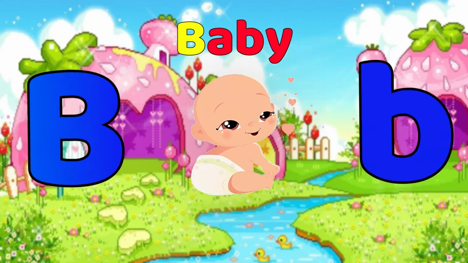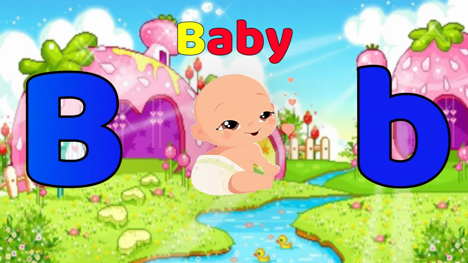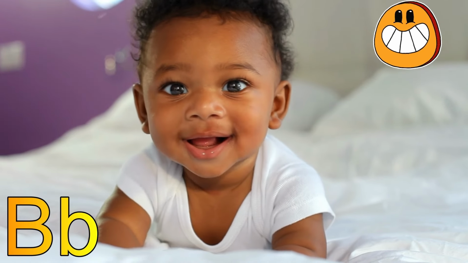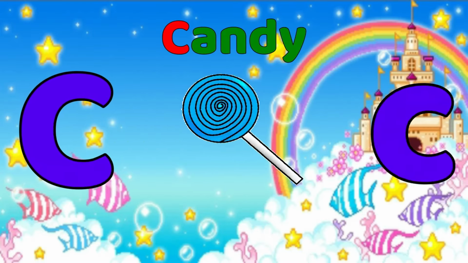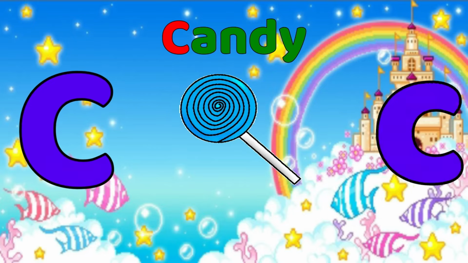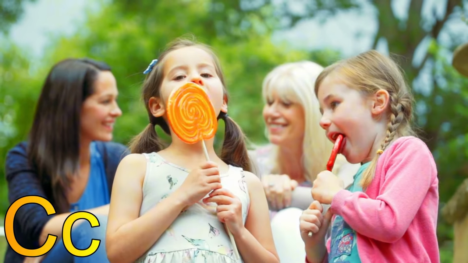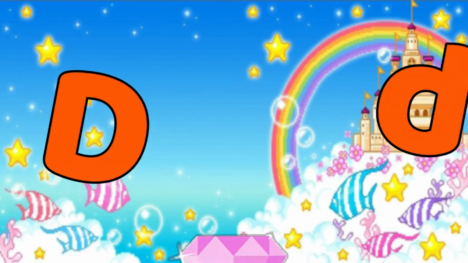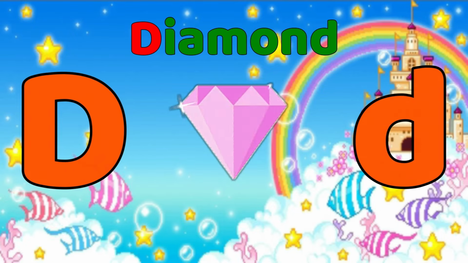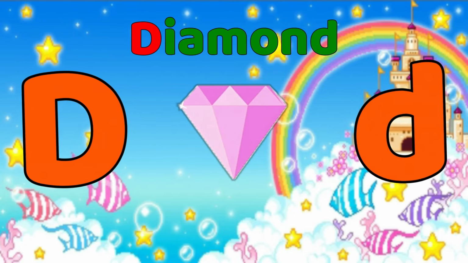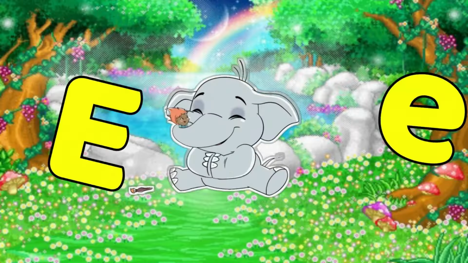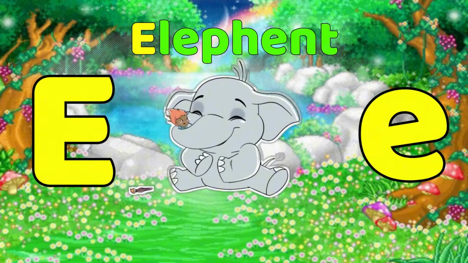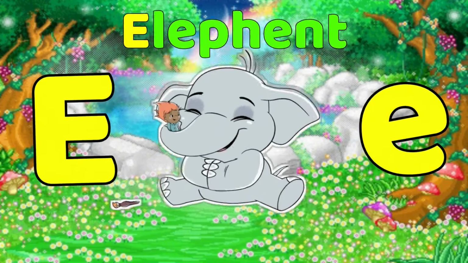Baby, b b baby, b baby. C is for candy, c candy, c candy. D is for diamond, d d diamond, d diamond. E is for elephant, e e elephant, e e elephant.